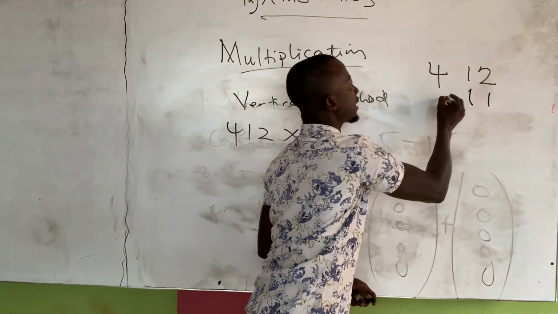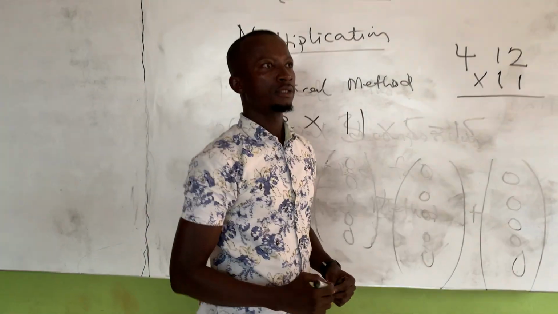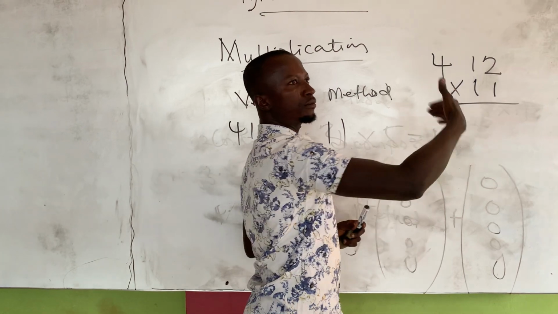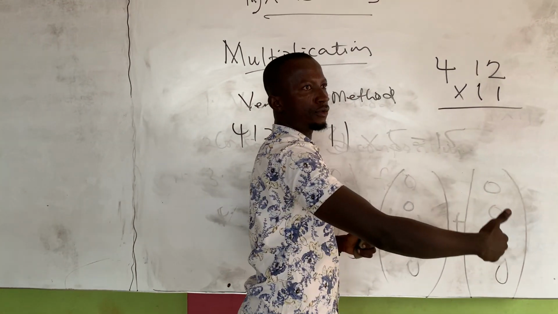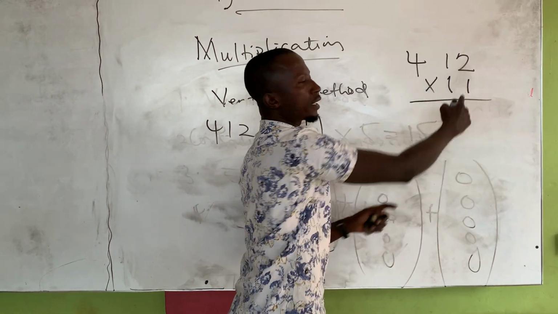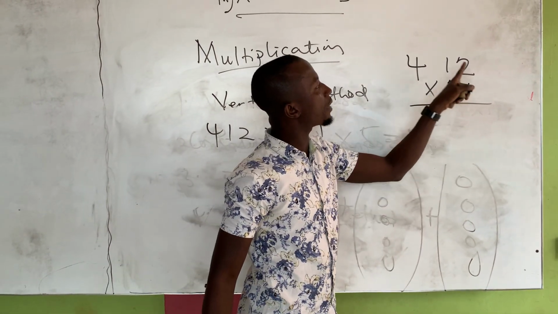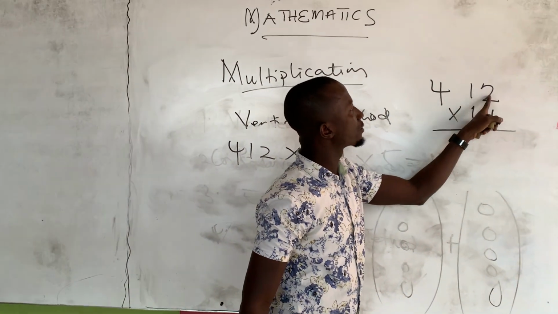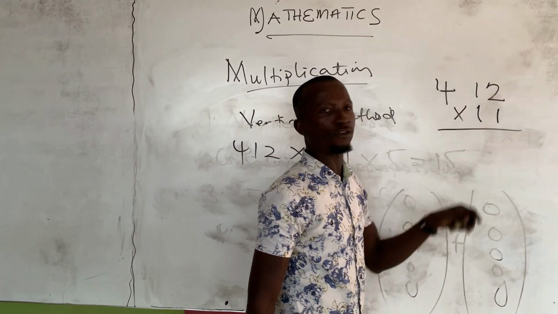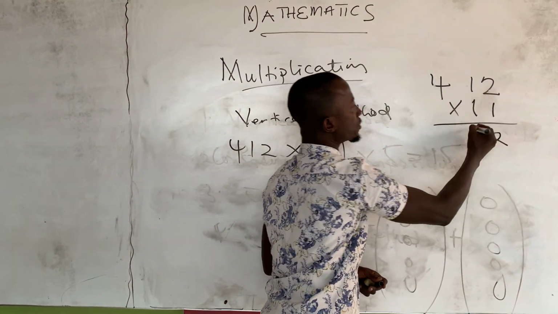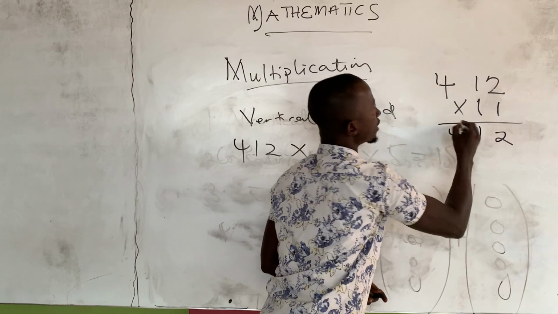So we have this. Now bring your sign, that is the multiplication sign. Now let's multiply. We start from the right, not the left. We bring the first one, and we are going to use this one to multiply through each of the digits at the top. So 1 times 2, 1 times 1, and 1 times 4. Let's take action. 1 times 2 gives us 2. 1 times 1 is 1. 1 times 4 is 4.